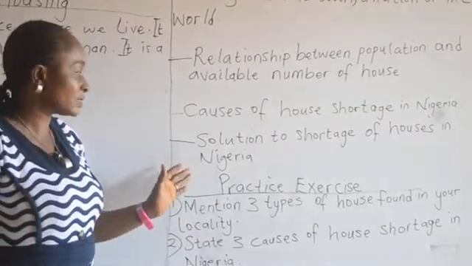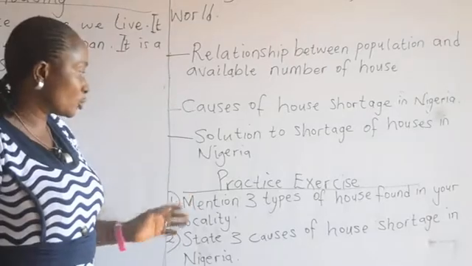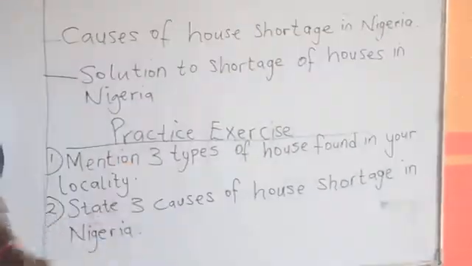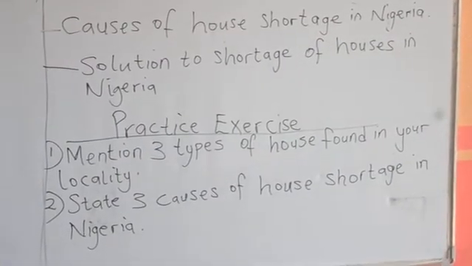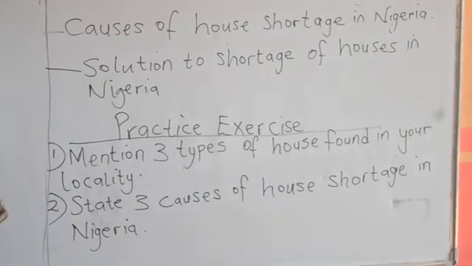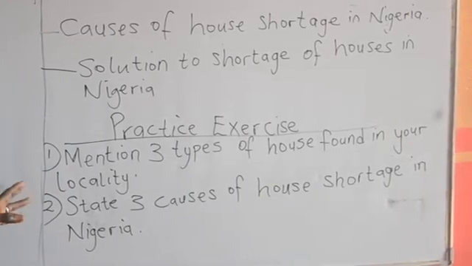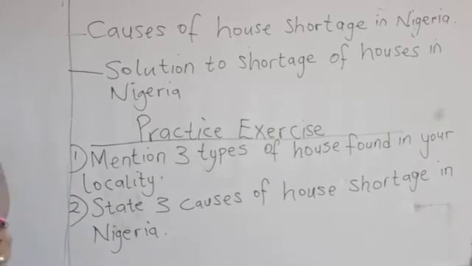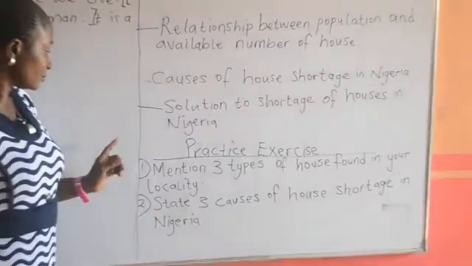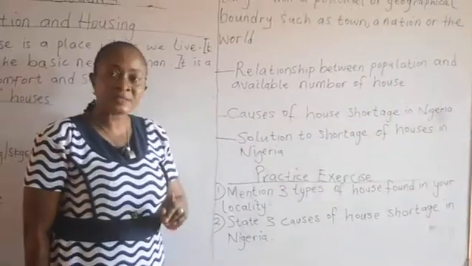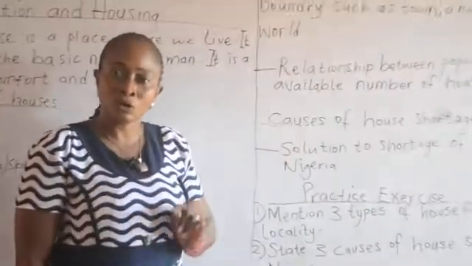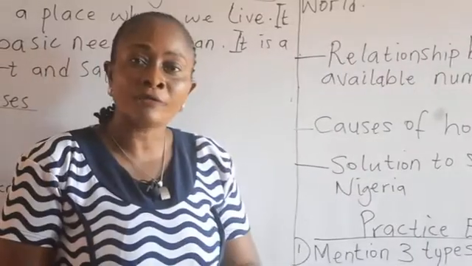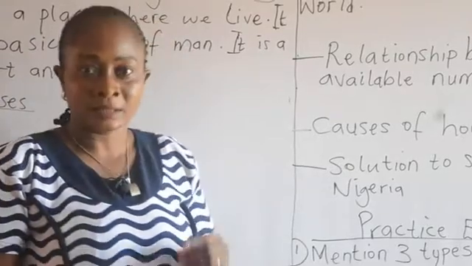So I'm going to give you these practice exercises. Make sure you practice them on your own. Number one, mention 3 types of houses found in Nigeria or in your locality, your own area. Number 2, state 3 causes of house shortage in Nigeria. I take it again. Number 1, mention 3 types of houses in your own locality. Number 2, state 3 causes of house shortage in Nigeria.